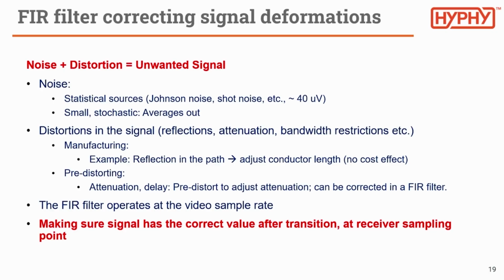Sampled analog means you're sampling an analog signal at a certain time. And that means you can use mechanical changes, moving any reflections to a position where the sampling won't hurt it. You can do pre-distortions via FIR filters in order to take care of the attenuation, and that operates at the video sample rate, so you can correct every single sample.